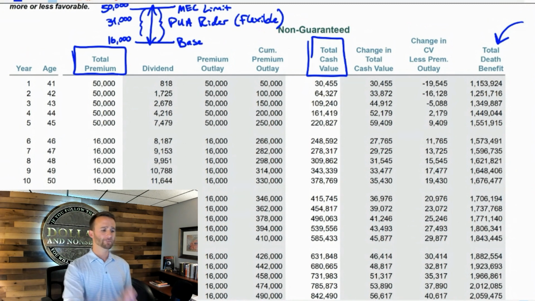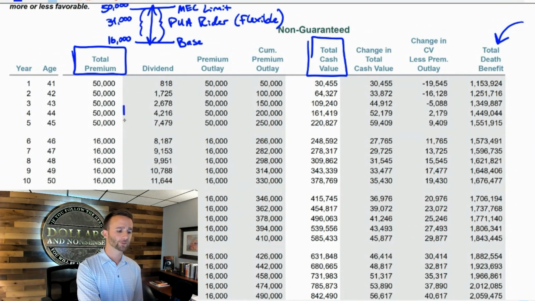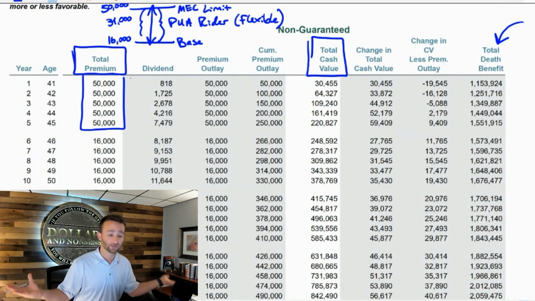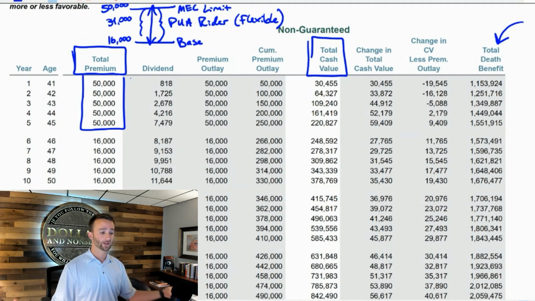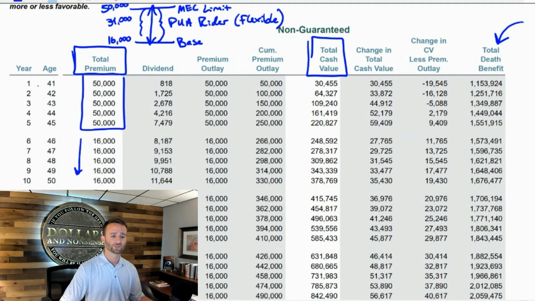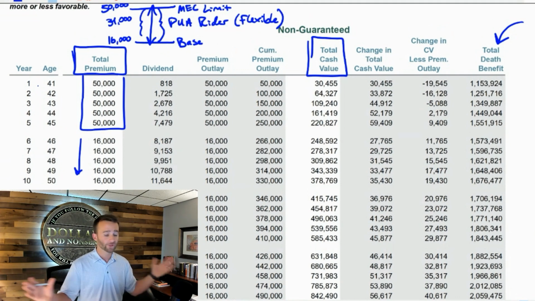So in this example, you'll notice that we essentially maxed out the policy and we contributed $50,000 every year for the first 5 years. I'm not required to do that. I certainly can do that if I want to, and that would be the goal. And then after year 5, I actually just illustrated the policy being reduced, my contribution, only contributing the base premium of $16,000. Remember, there's no requirement to do this.